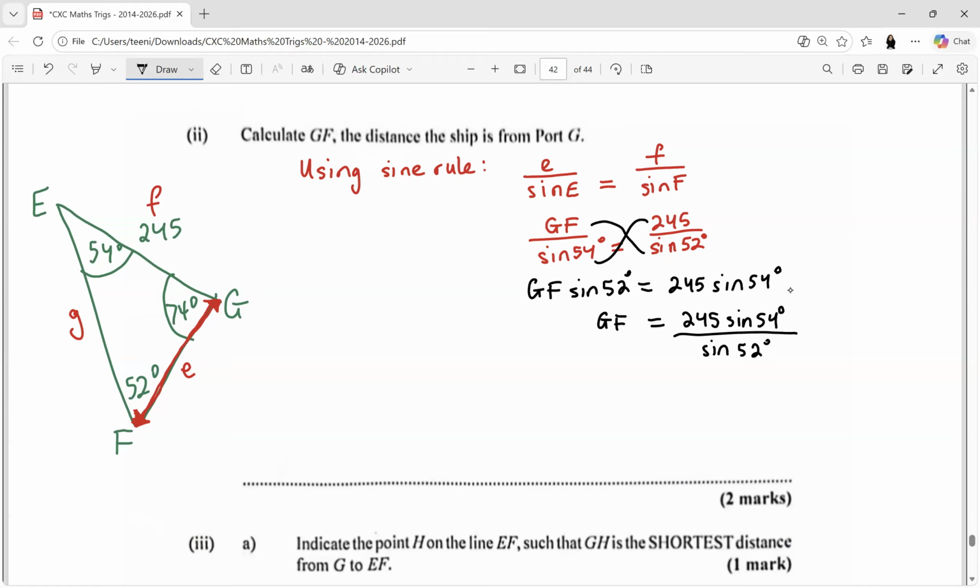And because these are just finding sides, you don't need to use the inverse function. The only time you use the inverse function is if you are calculating the angle. So 245 sine 54, I type that in directly in my calculator, divided by sine of 52, and I will get 251.5 km. So that is the distance GF, which is the distance of the ship from port G.